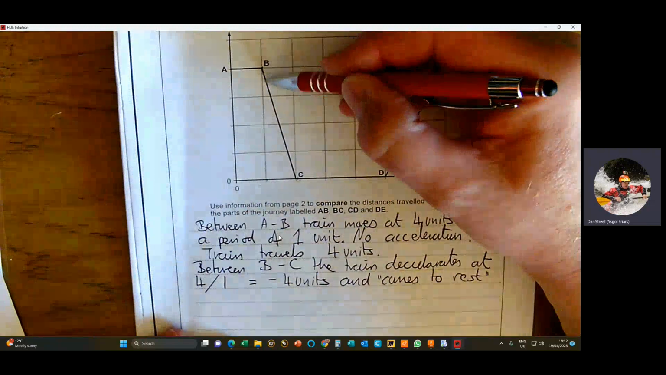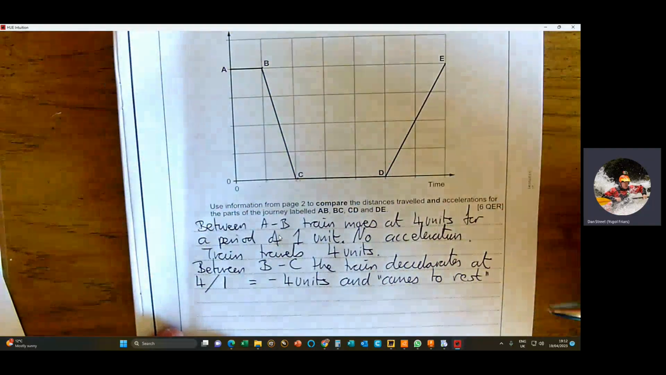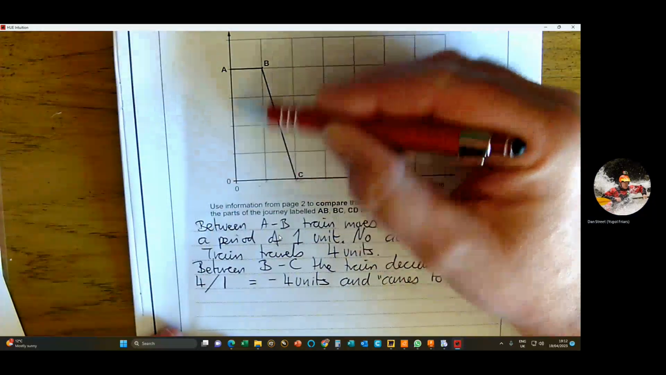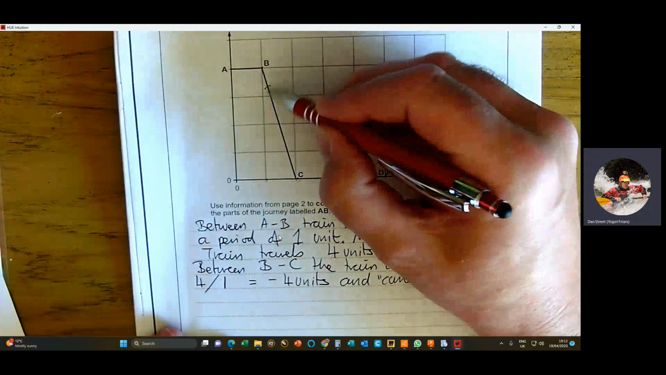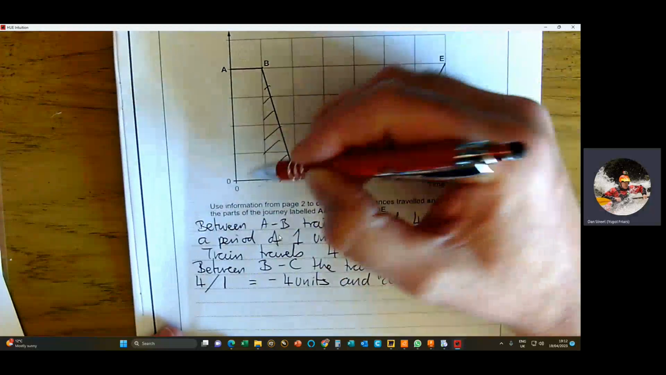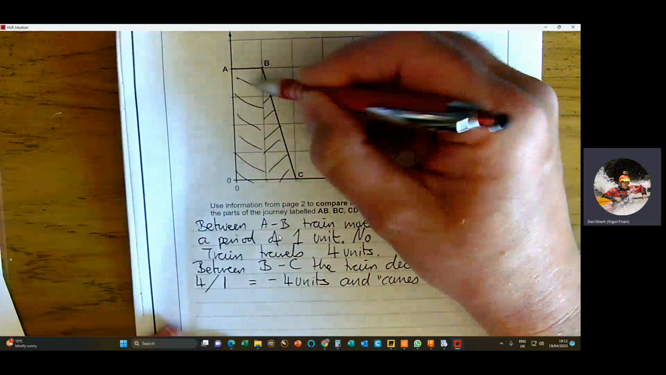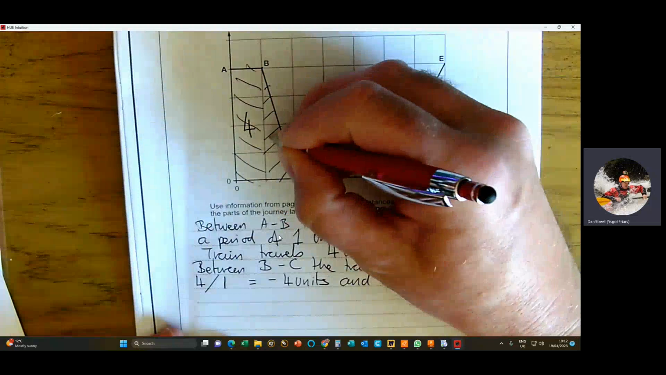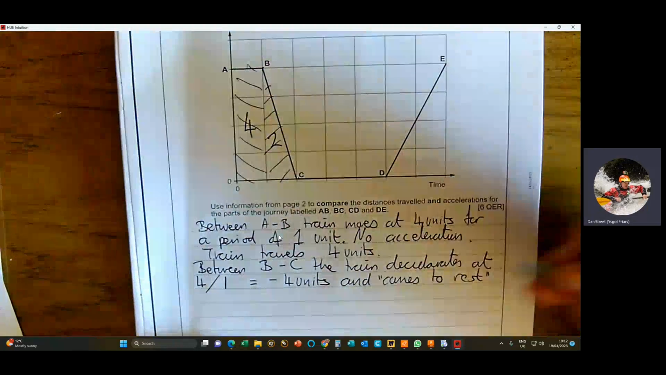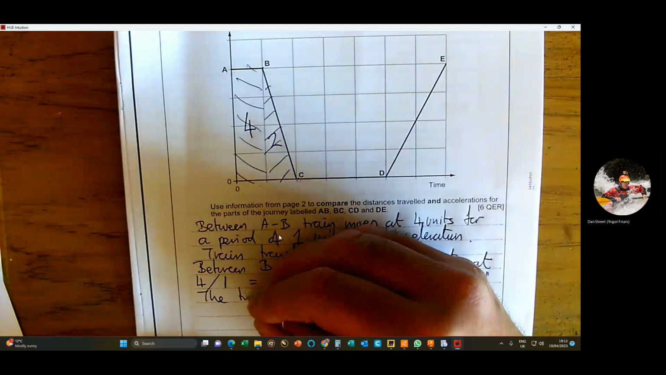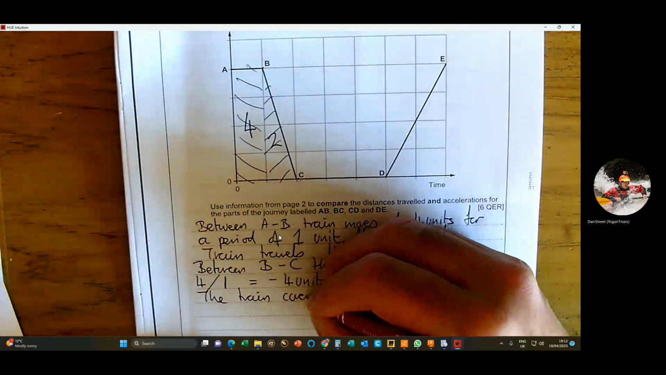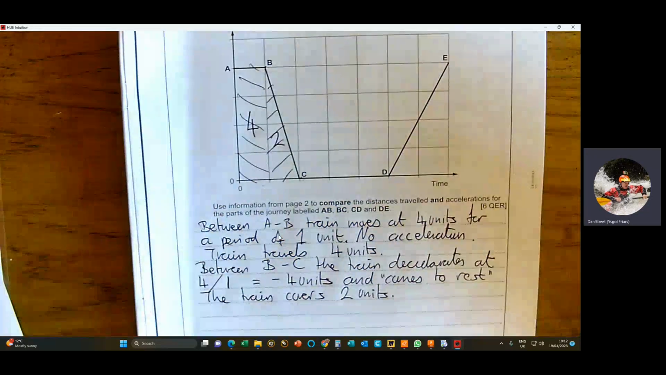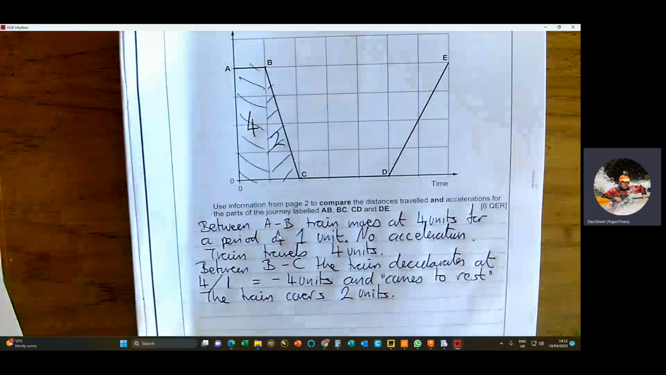So it travels 2 units of distance, which, if you look at this shape compared to that shape, makes a lot of sense, because this shape here is half the area of that shape there. And we've previously calculated that this area is 4. So that's 4 and that's 2, right? So the train covers 2 units of distance, because of half base times height.